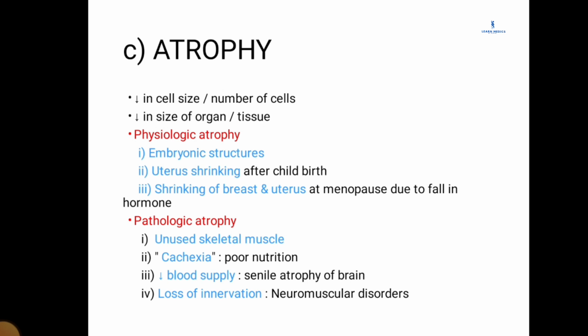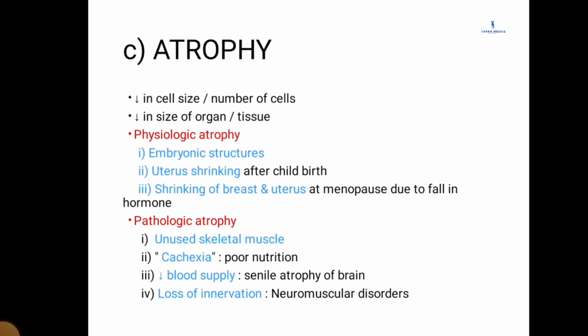If a person is bedridden for several months after a trauma or injury, he or she may have some atrophy in skeletal muscles. And cachexia is a condition of poor nutrition. In that type of condition there is also weakness and wasting of the body.